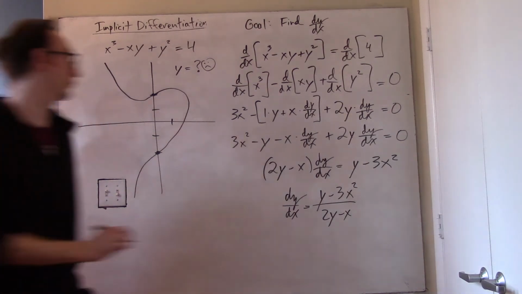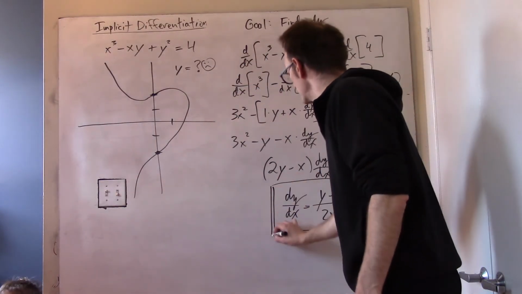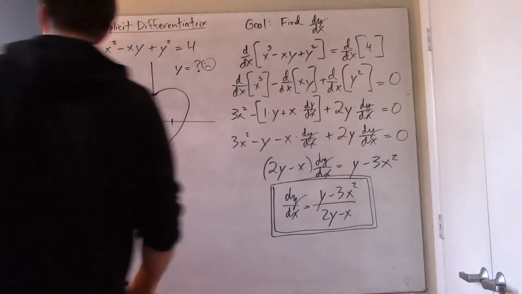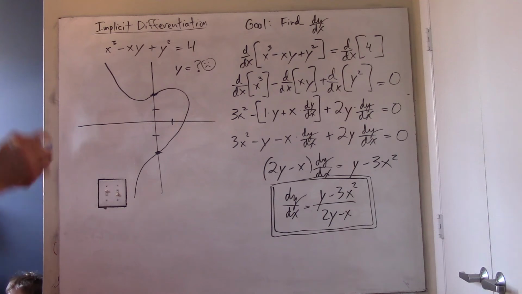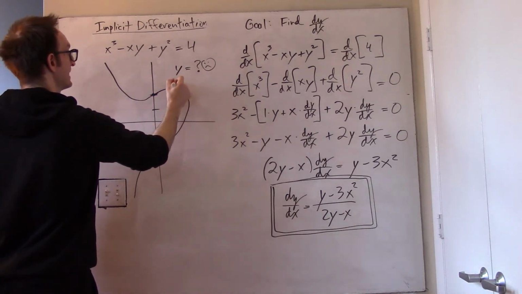Okay, good. So what is this? This is a formula, and this formula tells you, for any point whatsoever, the slope of the tangent line to the curve. And just to see this formula in action, consider a particular point, like this one here.